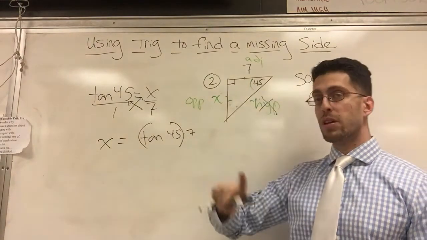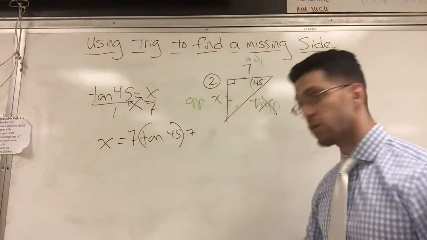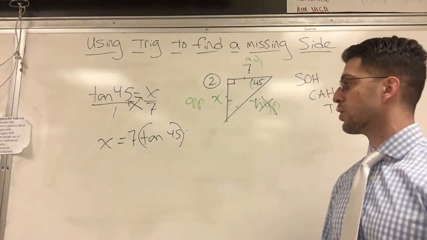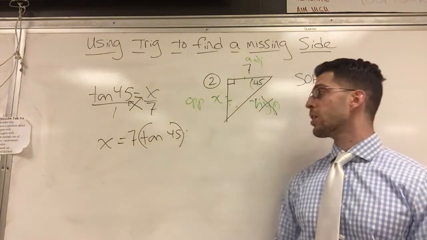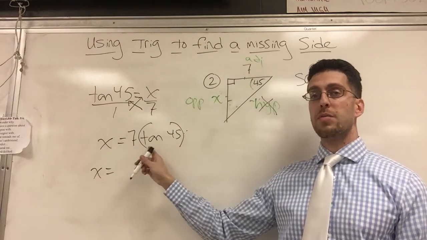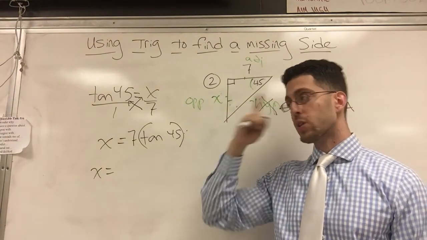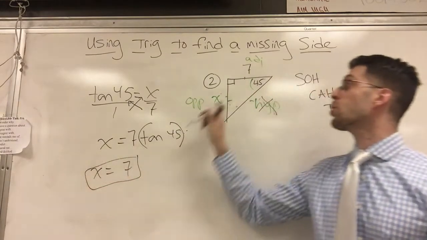Okay? To be even super clear, most people will put the 7 in front so that they don't do 45 times 7. You're doing 7 times the whole quantity of whatever tan 45 is. So you get your calculator, and x is equal to whatever that gives you, 7 times tan 45. I happen to know that the tan of 45 is 1, and 7 times 1 is 7. So you were right, it is 7.